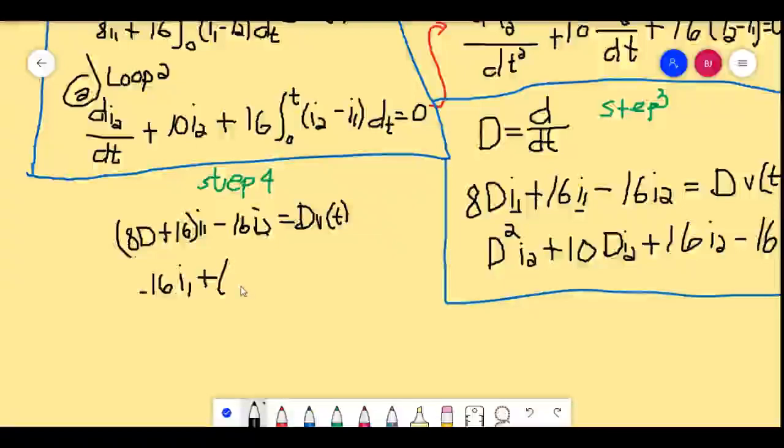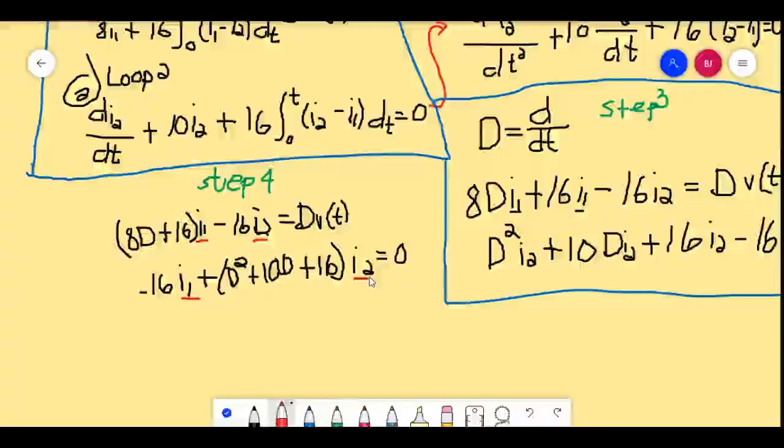So when we factor out I2, so plus d squared plus 10d plus 16, I2 equal to 0. Now, I mentioned a while ago that this is a classic two equation, two unknowns problem. So we will be able now to solve I1 or I2 by doing the methods I mentioned.